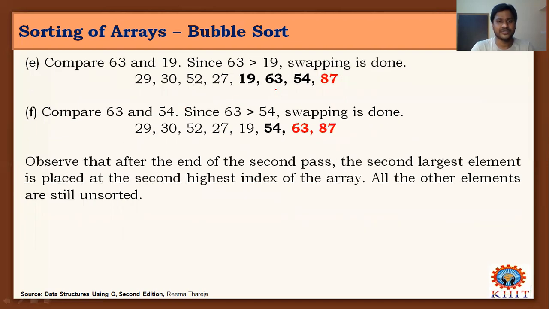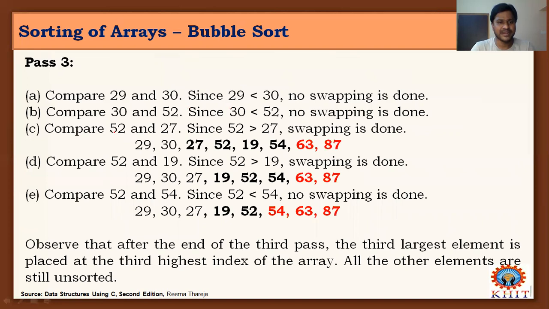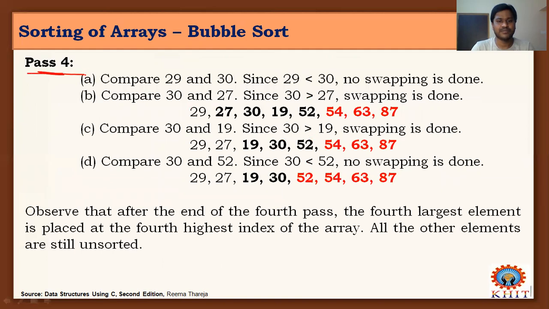Pass 2 continues like that with 19, 63 and 53, 54, and 54, 63, and here the swapping arrangement is applied. After pass 2, the second iteration, the second largest element comes to this position of the array. Like this, we will repeat this process until the array is sorted in ascending order. Pass 3 follows the same steps when comparing, and you already know that process of applying bubble sort. After pass 3, the third biggest element will come to this position. After pass 4, the next largest element comes to this position.